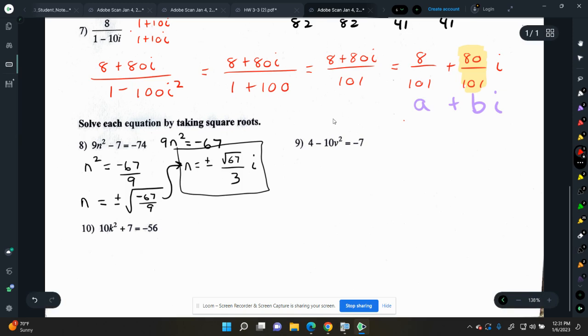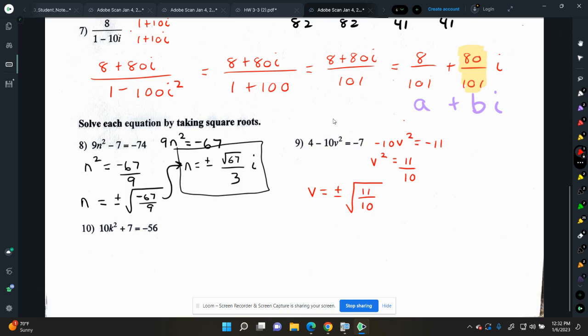Let's see here. I'm going to subtract 4, so I get negative 10v squared equals negative 11. So that means v squared is positive 11 over 10. So this one's not going to involve an i. Taking the square root of both sides, v equals plus or minus the square root of 11 over 10. Okay. We cannot leave it in that form. Why is that?